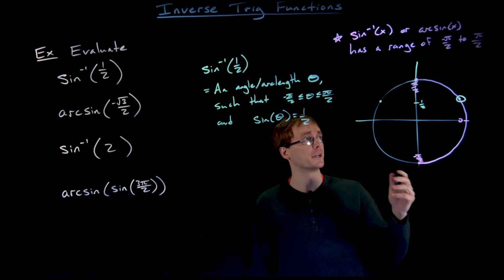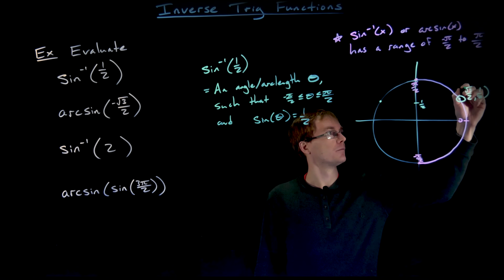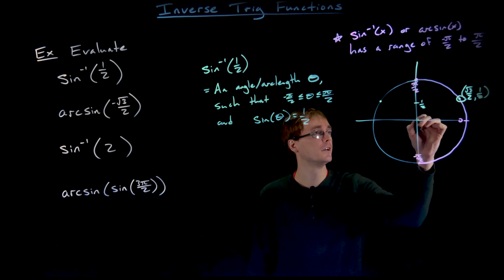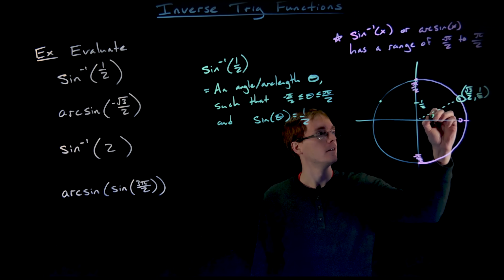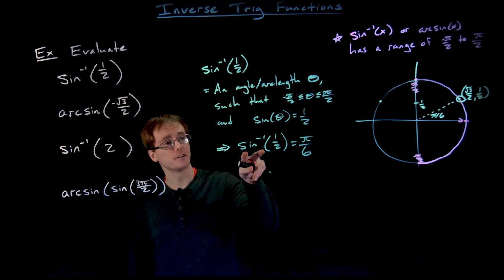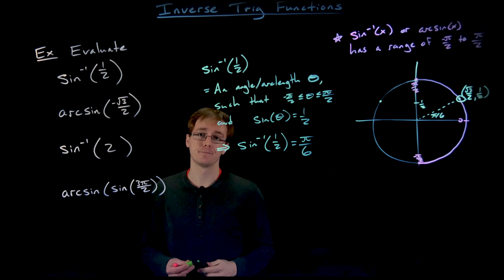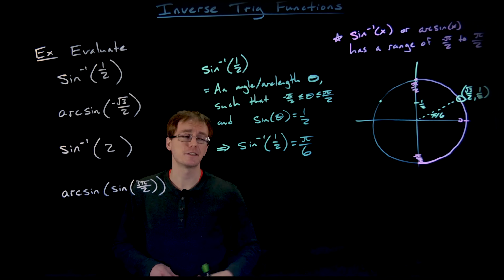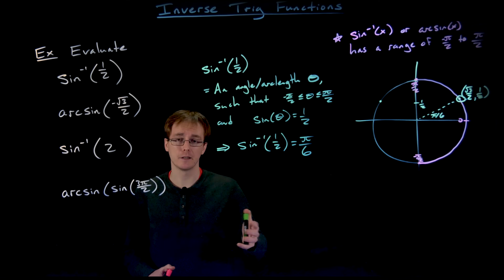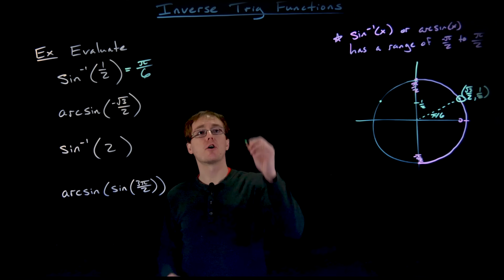So at this point, it's really just remembering, well, what point had a y coordinate of 1/2? Well, that also had the x coordinate of square root of 3 over 2. And the angle that got us there was pi over 6. And so what that means is that if we evaluate this expression, sine inverse of 1/2, the only answer we're going to get is pi over 6. Or if for some reason you wanted to work with degrees, that would also be sine inverse of 1/2 is 30 degrees. Most of the time we're going to be working with radians, but be aware that you can actually change your units here.